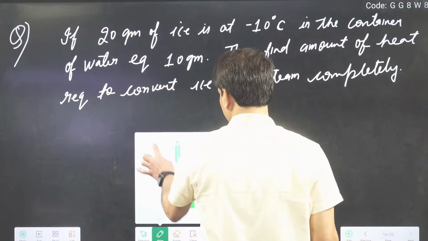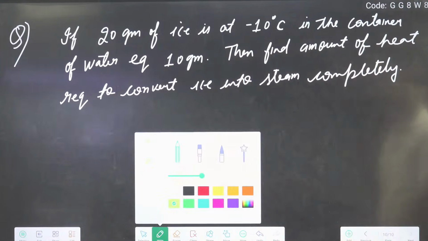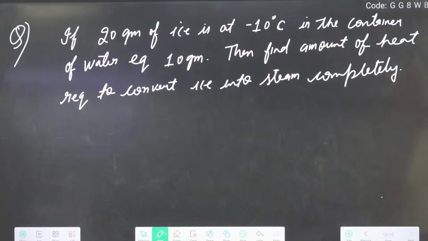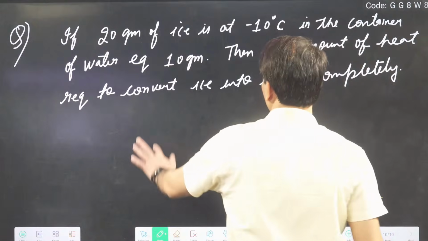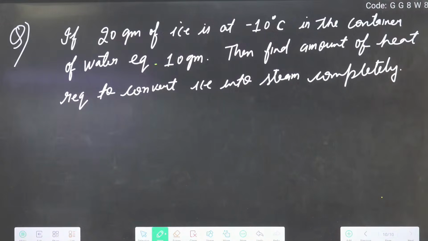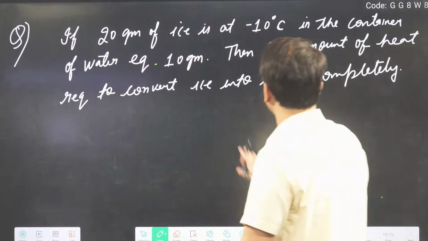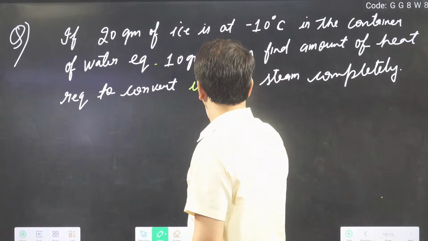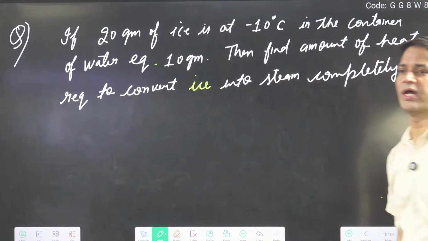So here what I gave: 20 gram of ice is at minus 10 degrees C. It is placed in a container whose water equivalent I gave as 10 gram. Then we have to find the amount of heat required to convert the whole ice into steam. You have to convert the whole ice into steam.